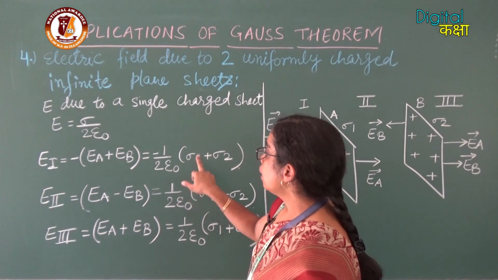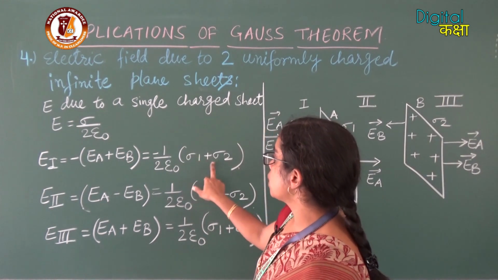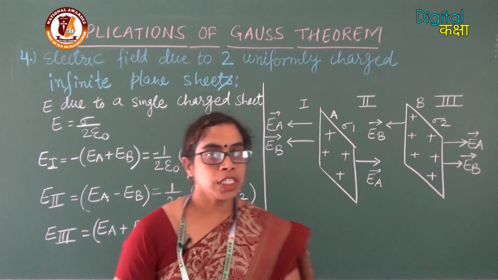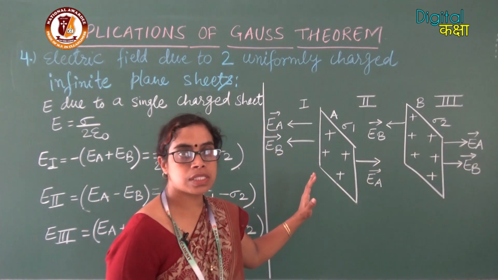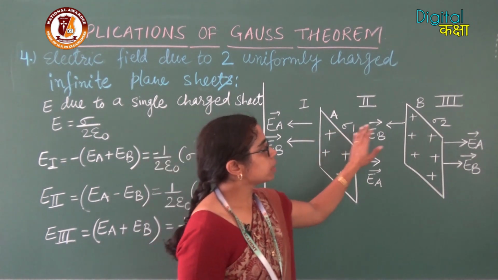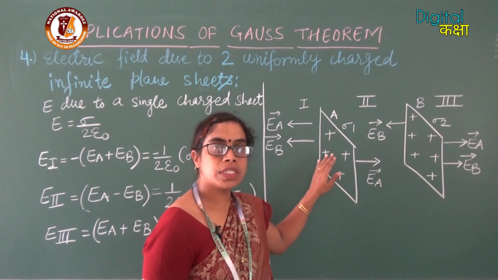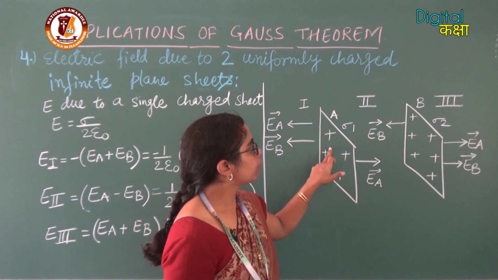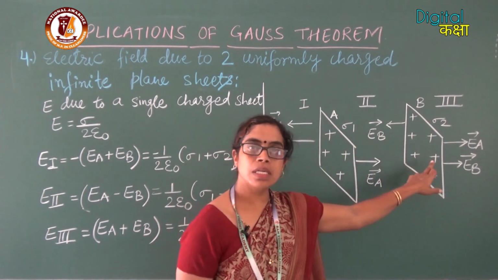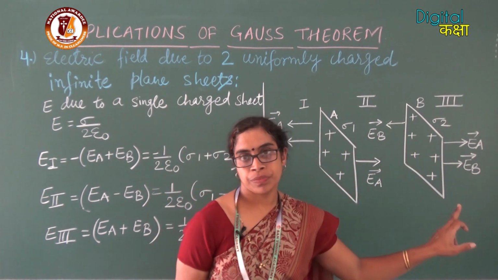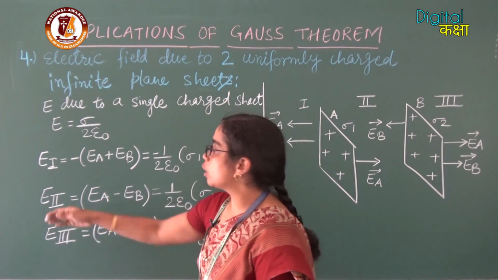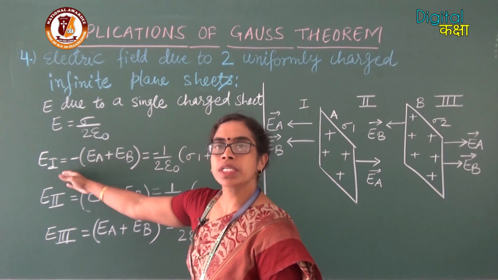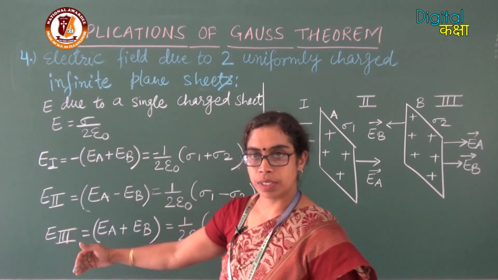within brackets sigma 1 plus sigma 2. Although these two sheets are both positively charged, their charge densities are different, marked as sigma 1 for sheet A and sigma 2 for sheet B, which we use in the formula for the resultant values of electric field in regions 1, 2 and 3.